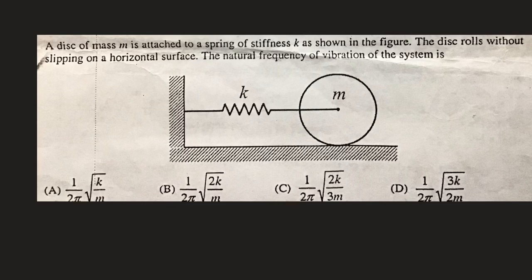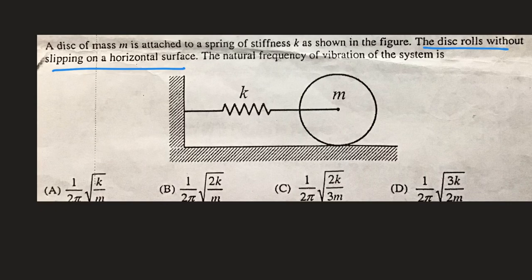So here we have a mass as shown over here, then we have a spring. There is one very important assumption that is given here. They are saying the disk rolls without slipping on the horizontal surface, and they are asking us to compute the natural frequency of the system.